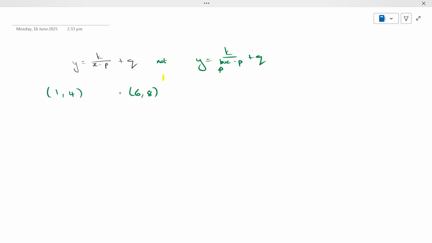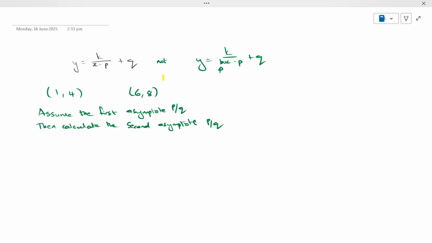Now, what I'm going to do is assume the first asymptote and then calculate the second asymptote. So that's p or q. Calculate the second asymptote. I think this works out better compared to this method here, which is a bit trickier. That method's also fine if you understand it. There are still simultaneous equations involved in this though. We're not going to escape that. This is how you would also write it in your test situation.